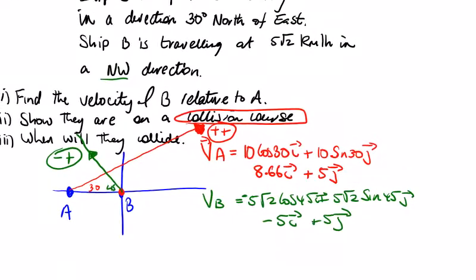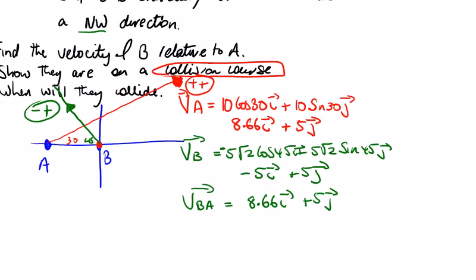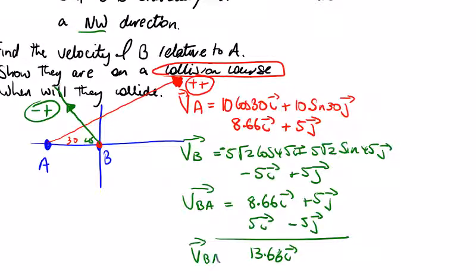And we're asked for the velocity of B relative to A. Don't forget your arrows. So that's going to give me 8.66 in the i plus 5 in the j. And underneath I'm going to write minus velocity of B, which is 5i minus 5j. So in this case, we're going to get 13.66 in the i direction for the velocity of B relative to A. There's no j.